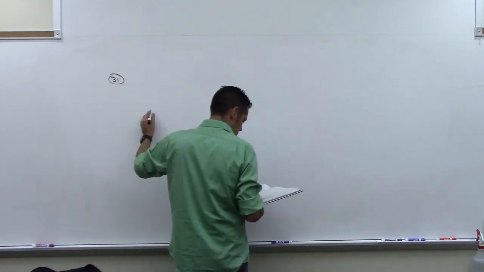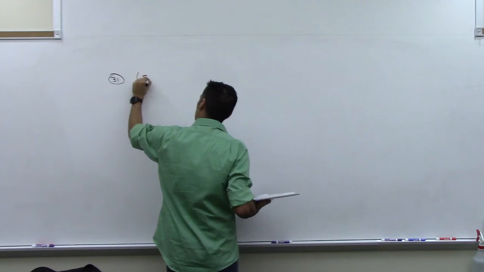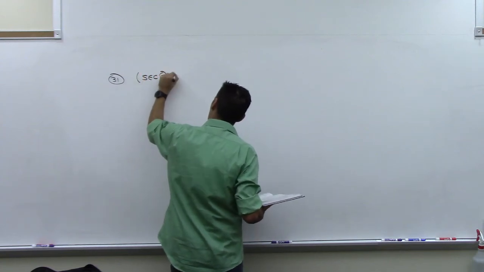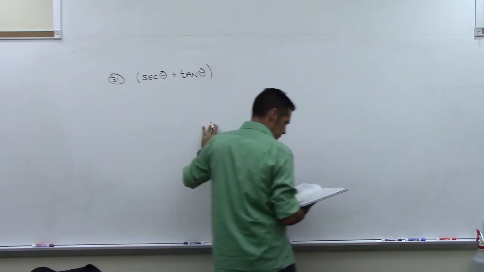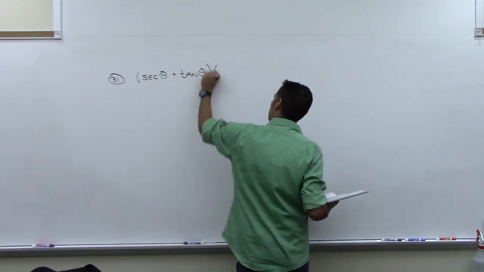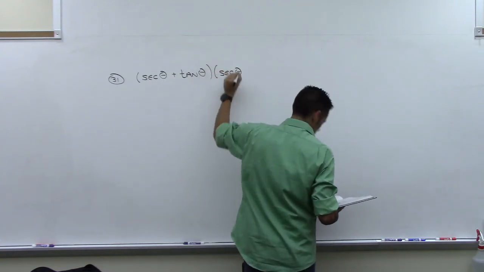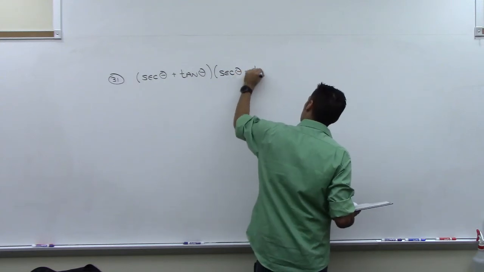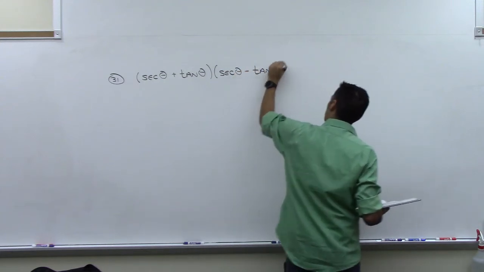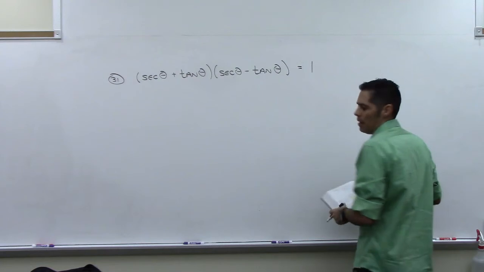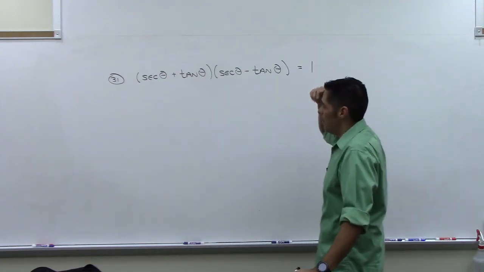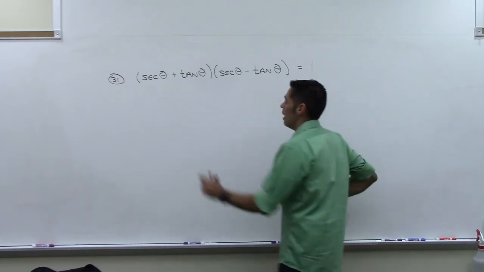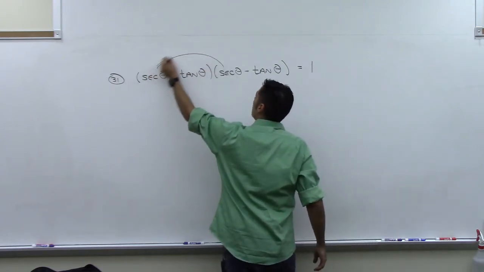All right, number 31. Secant theta plus tangent theta times secant theta minus tangent theta. Show that this is equal to 1. All right, well, I've got two sets of parentheses. My natural instinct here is to go ahead and just multiply these out.